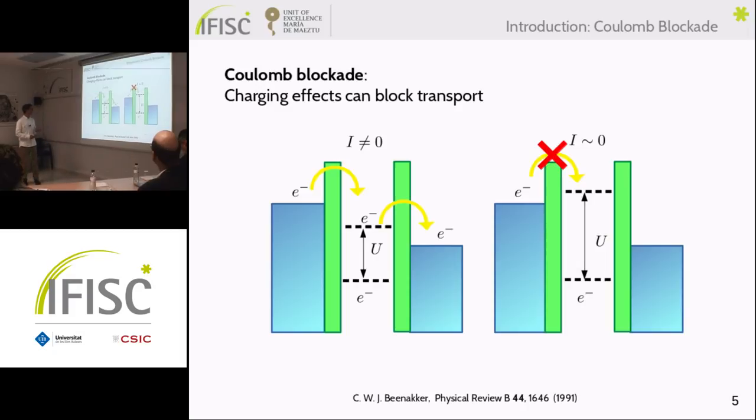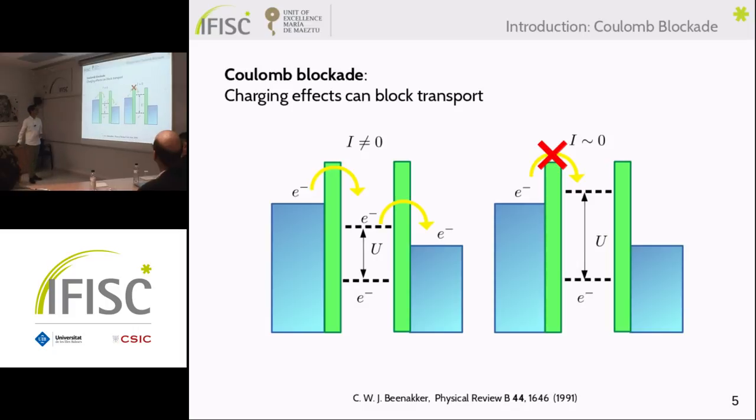So, for example, here, when you have an electron inside this quantum dot with the discrete energy levels, an electron from a reservoir can hop in if the interaction between the two electrons is not very strong. And so transport can happen. But instead, if the repulsion between these electrons is very strong, the second electron cannot enter, and so transport is blocked. And that's why it's called Coulomb blockade, because it's a blockade of transport because of the interaction between electrons.